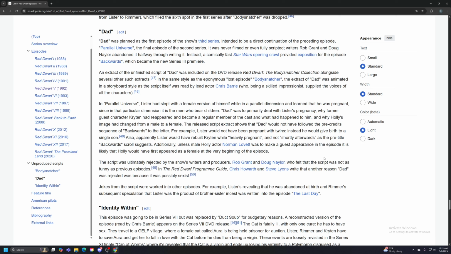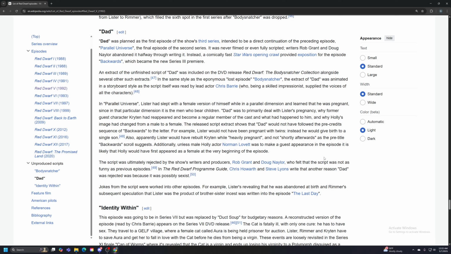An extract of the unfinished script of Dad was included on the DVD release Red Dwarf: The Bodysnatcher Collection, alongside several other such extracts. In the same style as the infamous lost episode Body Snatcher, the extract of Dad was animated in a storyboard style as the script itself was read aloud by lead actor Chris Barrie, who, being a skilled impressionist, supplied the voices of all the characters.